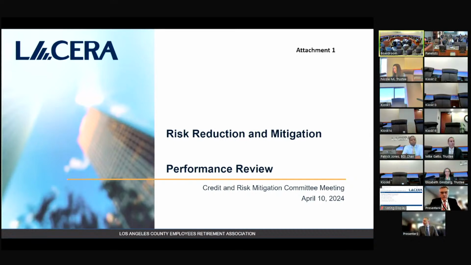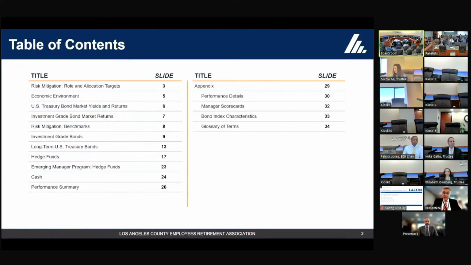After that, we'll do a deeper dive into the role, allocation structure, and performance of risk mitigation's 4 components. I'll cover the bond and cash sections, and Chad will present the hedge fund section. Please note that we've included an appendix with additional performance details, a manager scorecard, a table with bond index characteristics, and a glossary.